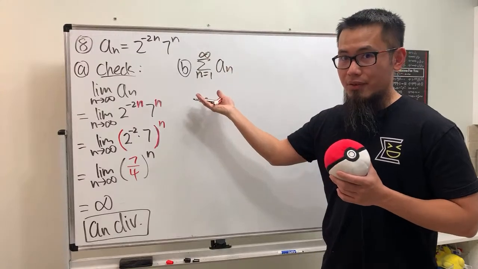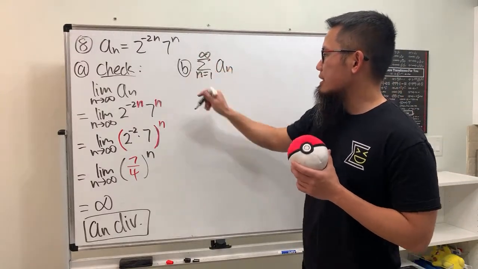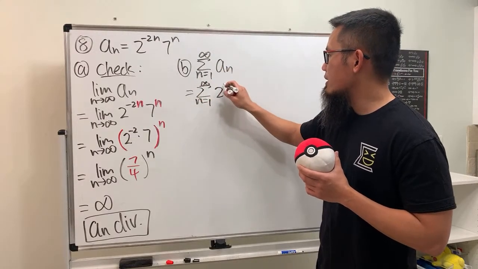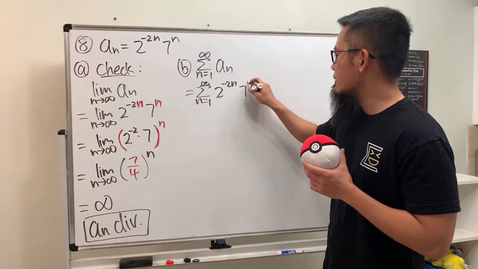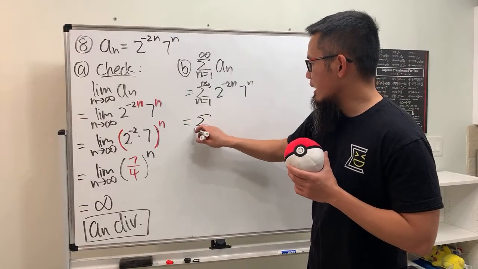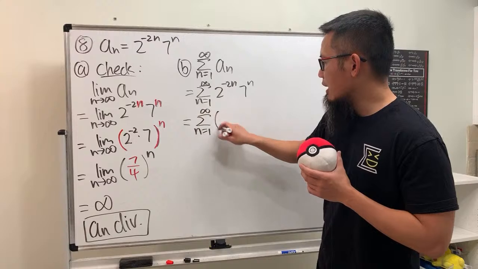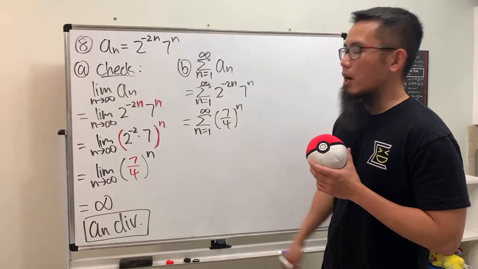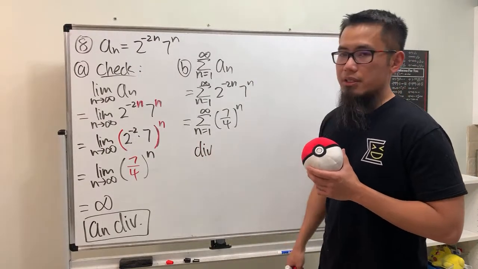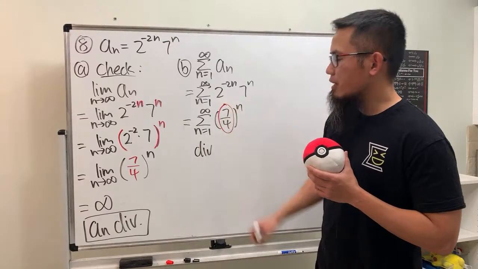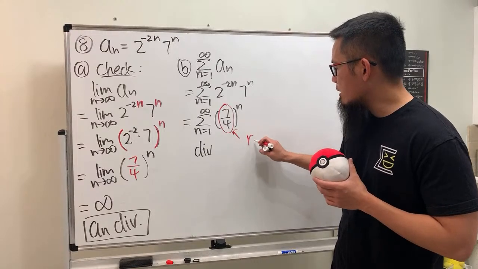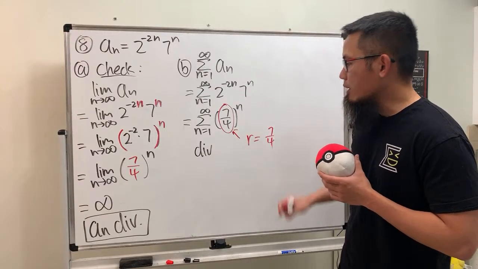Does this converge, right? So an is that, so let's write that down. We are checking the series as n goes from 1 to infinity, and let me just write it down as how it has over there. And you can write this down like that, which is the series as n goes from 1 to infinity, and then we have 7 over 4 raised to the nth power. And by this, you can say it diverges. Why? Because you notice that this right here is a geometric series. And to do so, you can just say r is equal to 7 over 4.